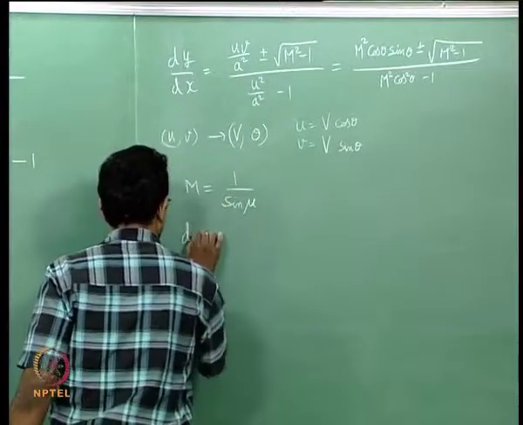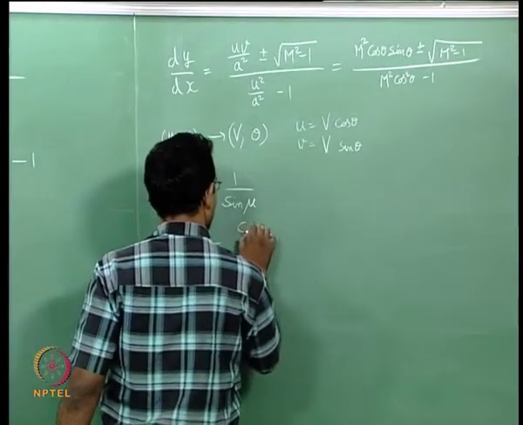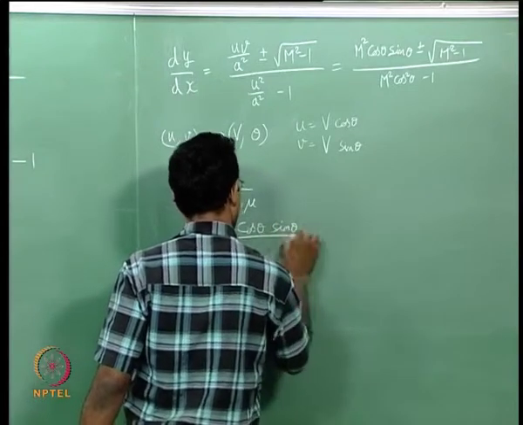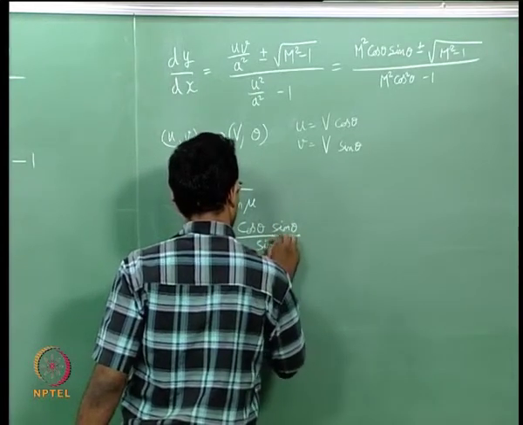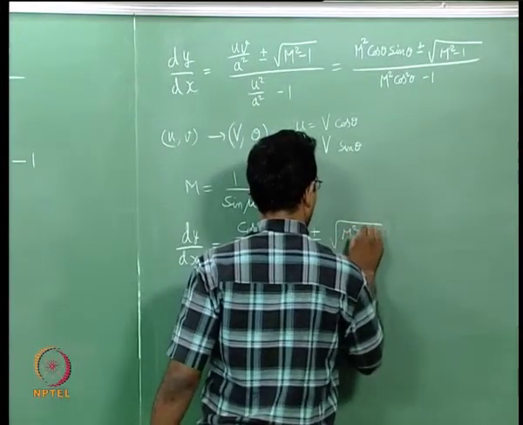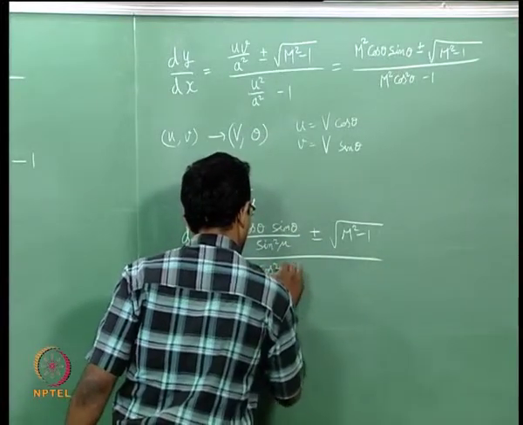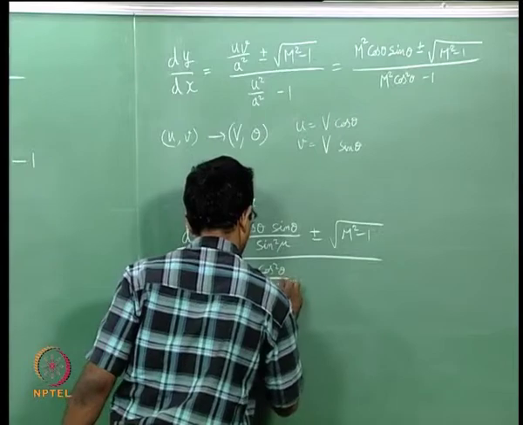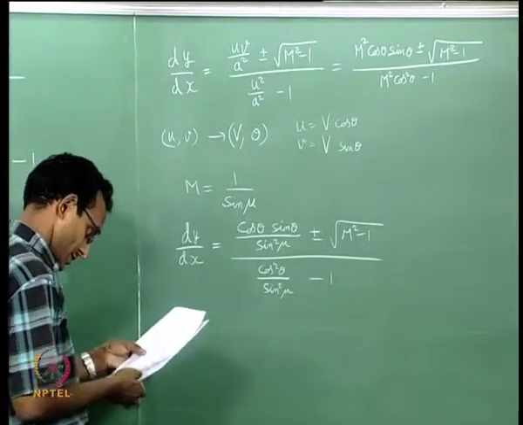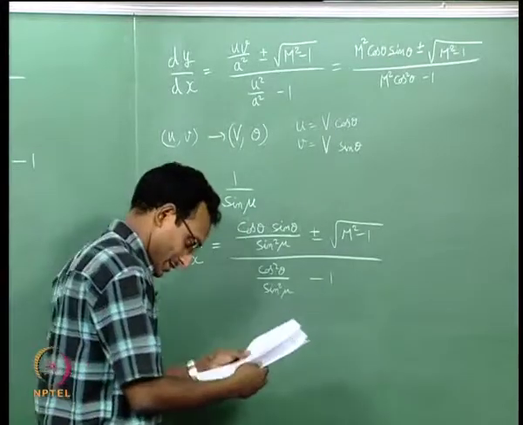So now I can write my dy by dx as cos theta sin theta by sine square mu plus minus square root of m square minus 1 divided by cos square theta by sine square mu minus 1. Okay. Which of course now I can rearrange this a little bit.